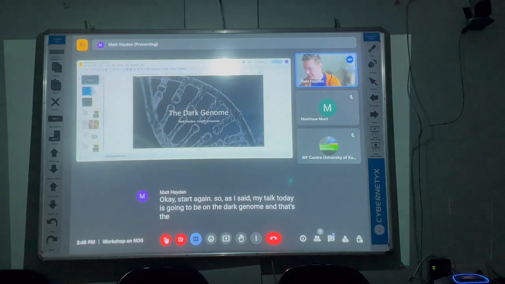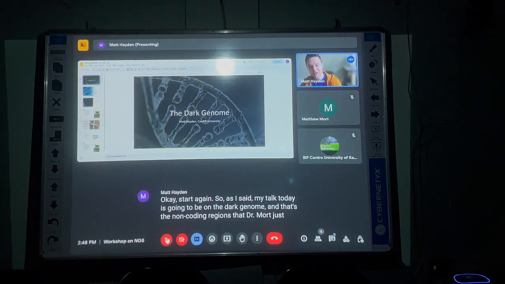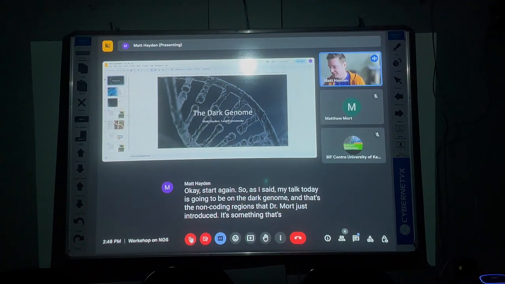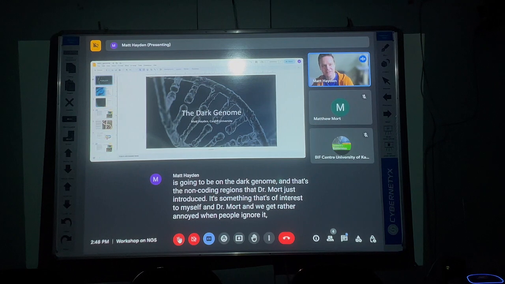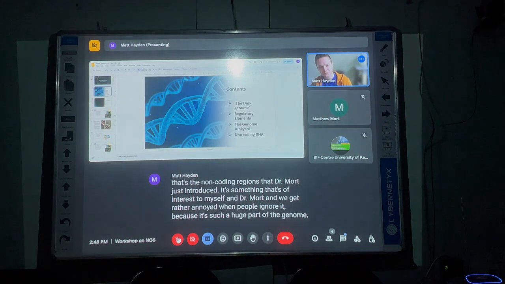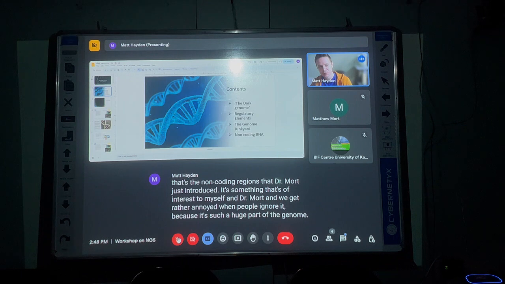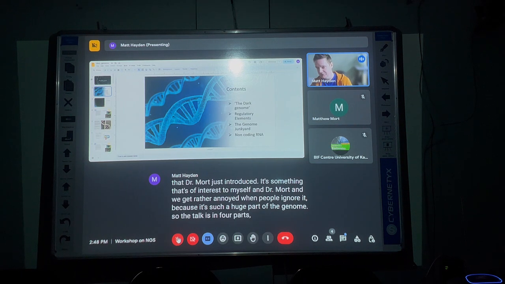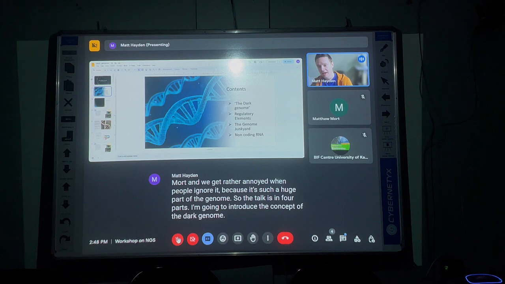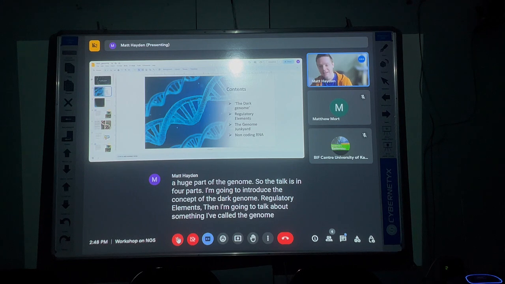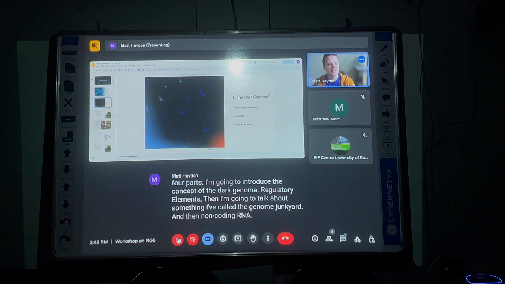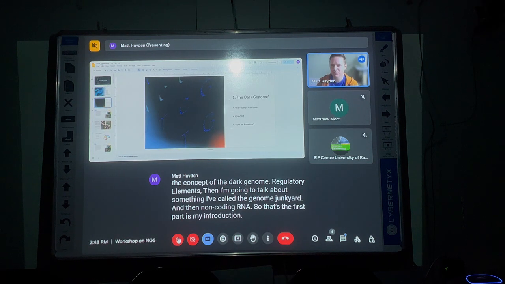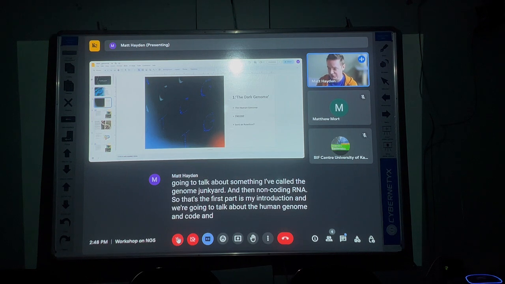So the non-coding regions that Dr. Mort just introduced are something of interest to myself and Dr. Mort, and we get rather annoyed when people ignore them because they are such a huge part of the genome. So the talk is in 4 parts. I'm going to introduce the concept of the dark genome, regulatory elements, then something I call the genome junkyard, and then non-coding RNA. The first part is my introduction. I'm going to talk about the human genome, ENCODE, and the junk or function argument.